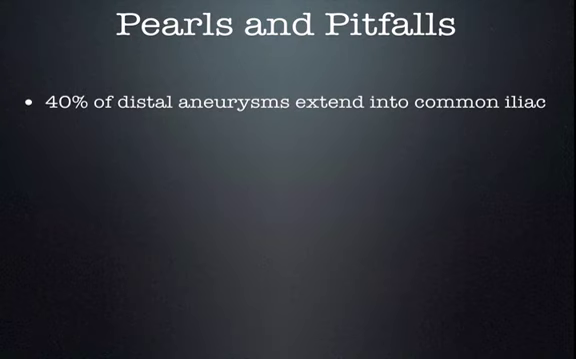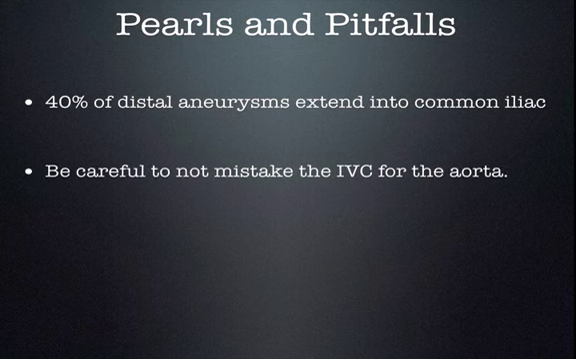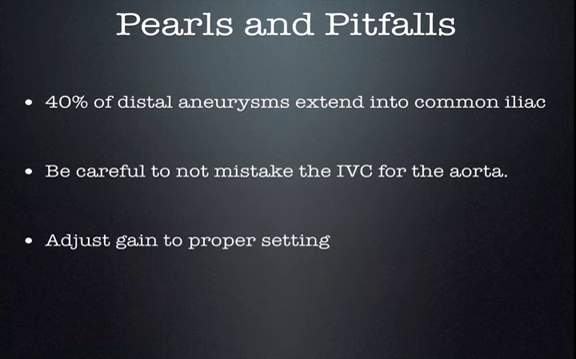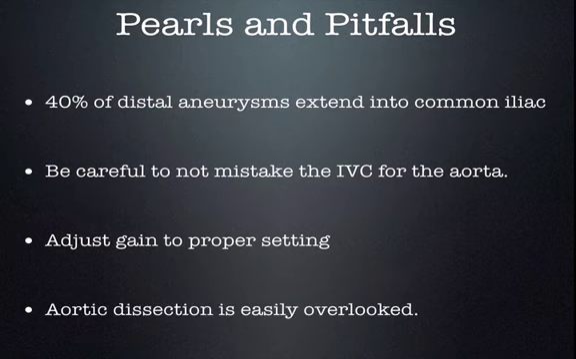40% of distal aneurysms extend to the common iliacs. Make sure that you scan the common iliacs in a patient who has a AAA. Also, make sure that your conventional probe orientation is used all the time, and this will help you prevent from mistaking the IVC for the aorta and vice versa. Make sure that you adjust your gain to the proper settings. If you overgain, it's very difficult to tell where the aortic wall ends and begins. And again, aortic dissection is very easily overlooked.